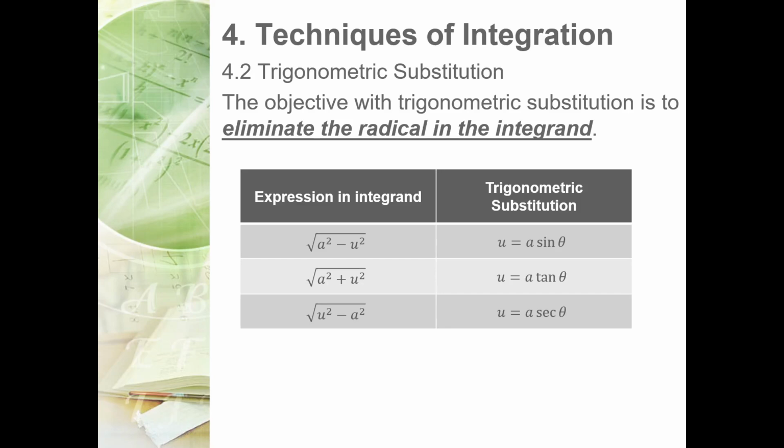Okay, so let's proceed to your techniques of integration, which is your trigonometric substitution. Usually the aim of your advanced technique is for you to eliminate the radical in the integrand. I think the first two advanced techniques, your algebraic substitution and your trigonometric substitution, aim to eliminate the radical expression. So what do you mean by radical expression?